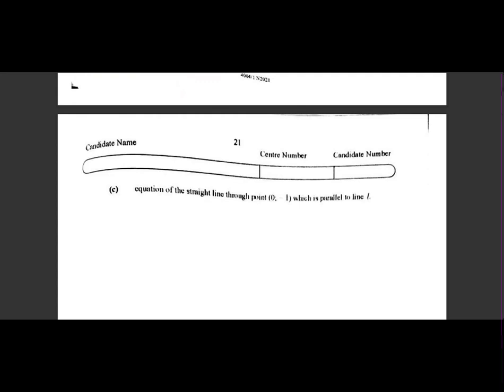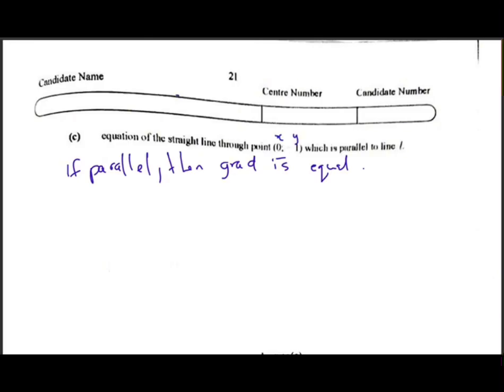The next part says find the equation of a straight line passing through the point (0, -1), which is parallel to line L. If the line is parallel to line L, it means that their gradients must be equal. For any two lines to be parallel, their gradients are equal. So both of them have got the gradient of 2. Then it will be easy from there onwards. We just take the x coordinate and the y coordinate of the point, calculate the y-intercept, and then just rewrite our equation.